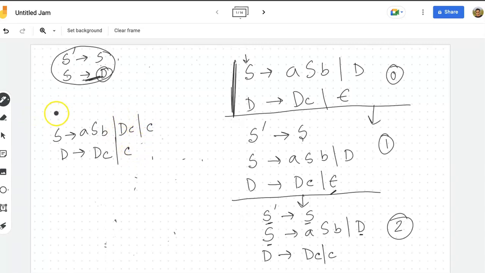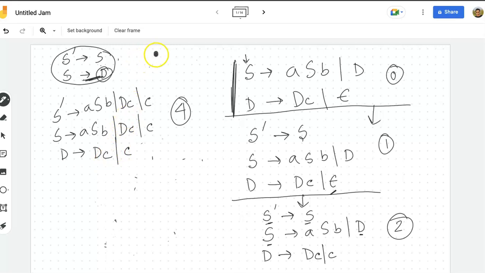Now S dash going to normal S, so this is the previous start symbol. Now we can replace S with S's own rule, so it will be S A B D c small c. So now there is no unit production in the grammar. Now the grammar is this, the fourth stage.